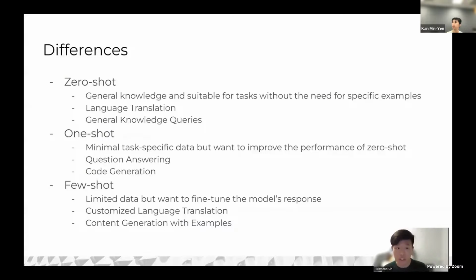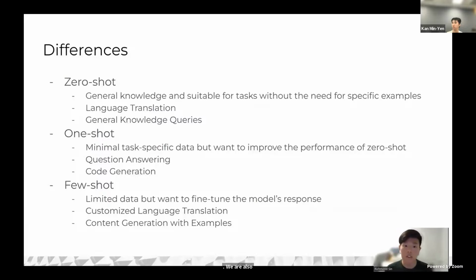So if you have knowledge queries, 1-shot is for minimal task-specific data, but if you want better performance than 0-shot, that's where you use it, for example for code generation. And for 3-shot, there is more data, so it's like 1-shot but with more examples to fine-tune the model response. This is usually used on top of a foundation model where you just fine-tune the model based on it, and that's what we usually call prompt engineering. We'll also use it for customized translation and for content generation, as explained earlier.